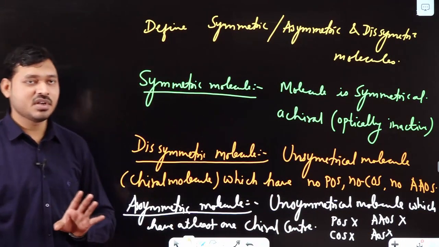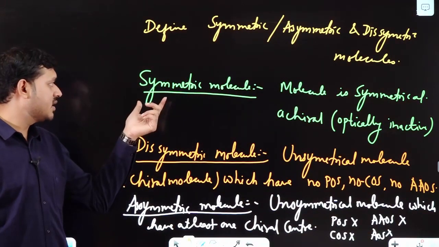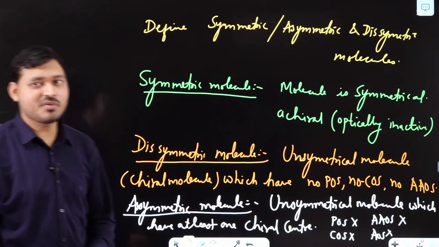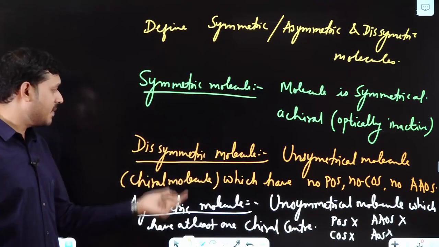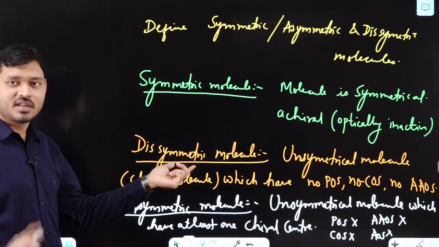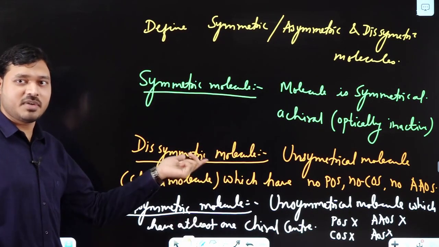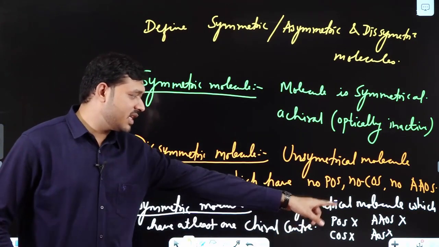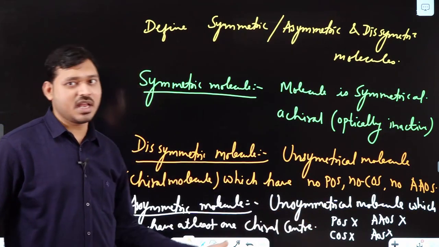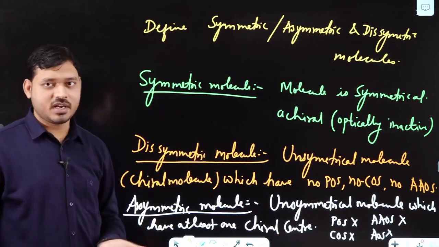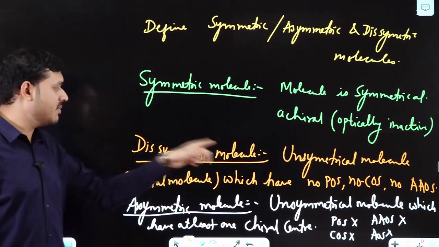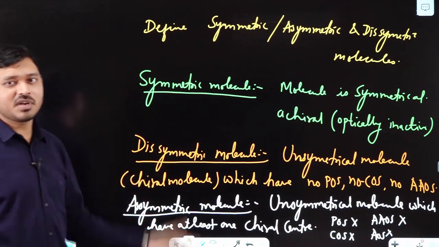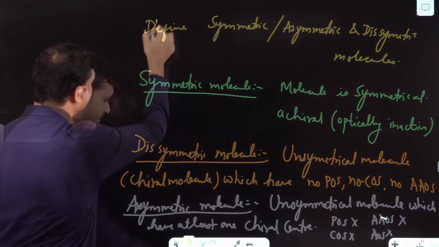In such a case, you say that the compound is asymmetric molecule. Now the question arises, asymmetric must be dissymmetric. Remember, asymmetric will also be dissymmetric. Why? Because asymmetric means unsymmetrical, POS, AOS and COS all three absent, means dissymmetric. Okay, but all dissymmetric cannot be asymmetric. Okay, so this was one of the good questions that arises sometimes.